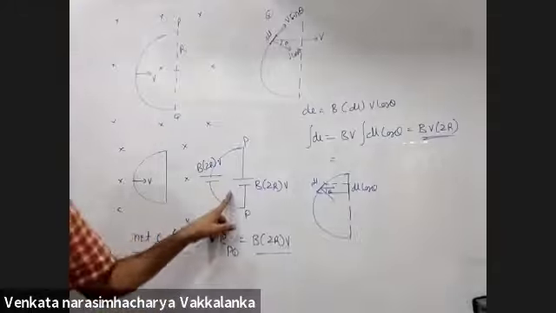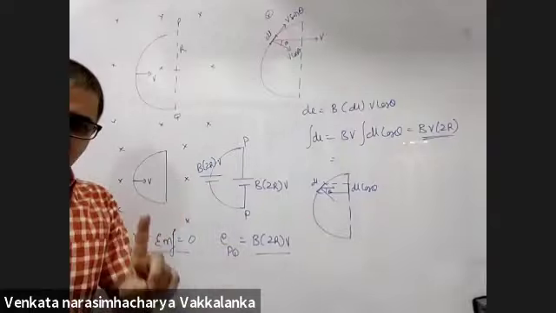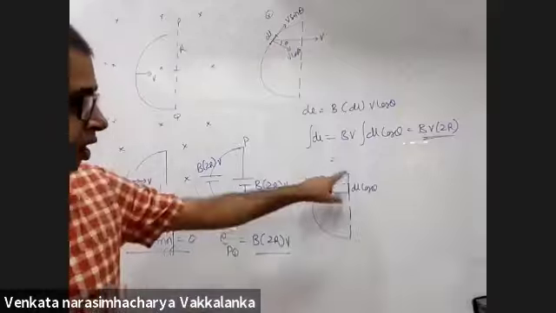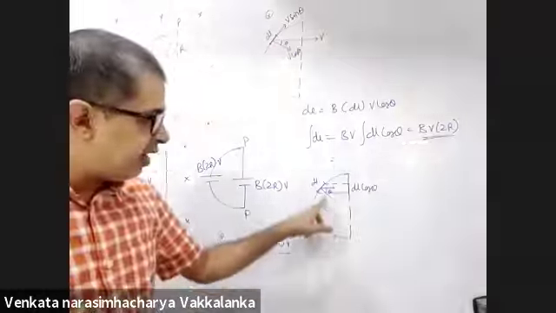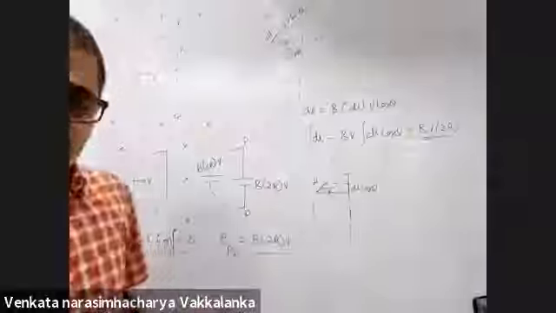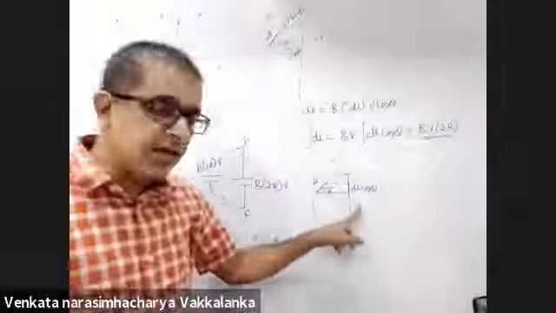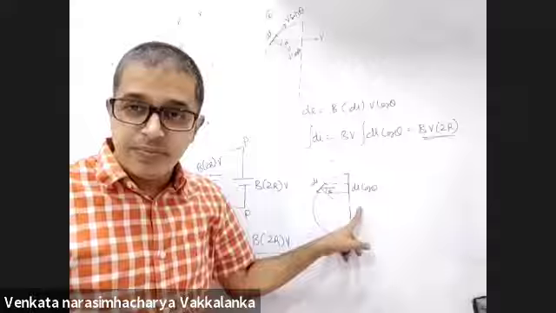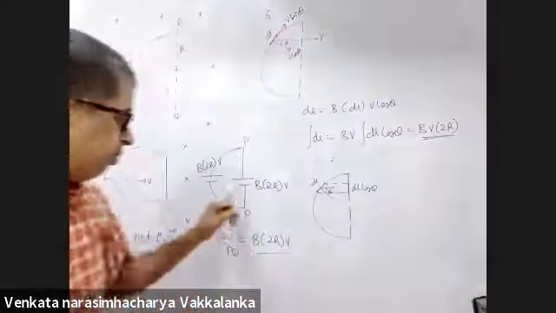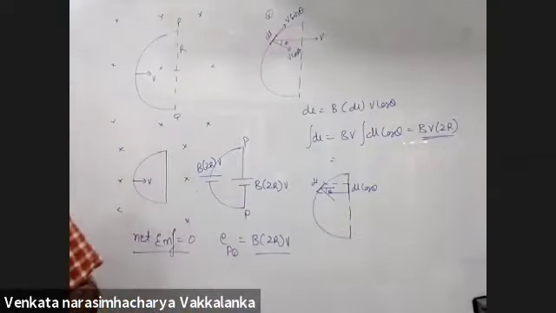So completing the loop and making the net EMF 0 is one way. If it is a regular shaped body, finding out dl and v and integrating is the second way. Because it was a semicircle, I could do this with convenience. If it is an irregular shaped body, this will be the only alternative.